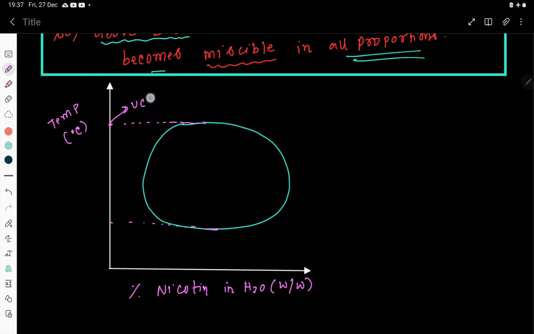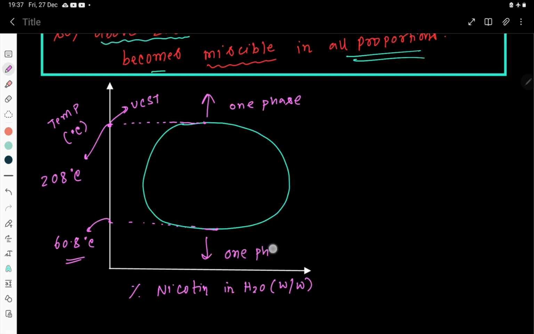Here UCST is how much? 208 degrees Celsius, and LCST is how much? 60.8 degrees Celsius. Above this UCST and below this LCST, we can see miscibility. That means we can see a completely miscible solution. So we can write here, we can see one phase here, and here also we can see one phase. But between this UCST and LCST, we can see two phases.